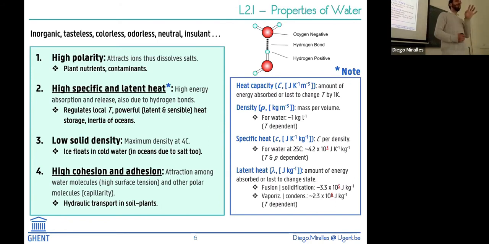So the same way that the latent heat, the lambda, the latent heat of vaporization is related to the evaporation, and the lambda E, the latent heat flux, the specific heat is related to the sensible heat, to the warming, right?